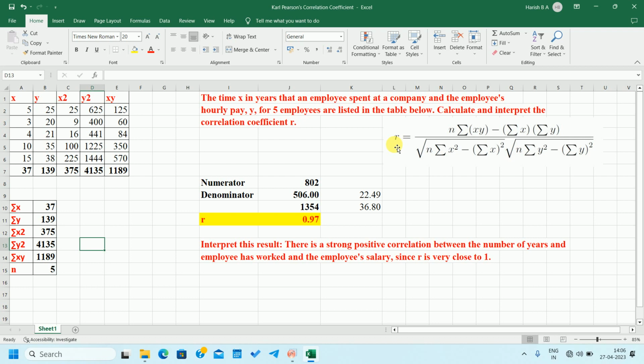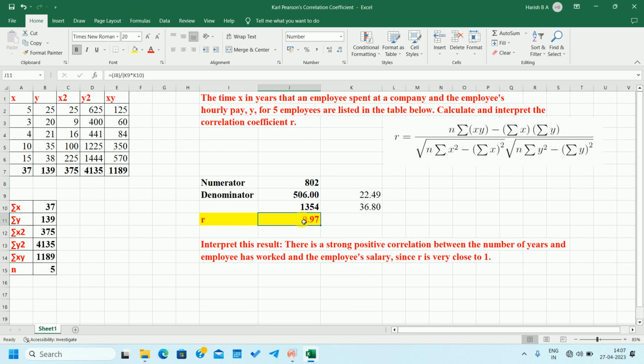So that is correlation coefficient R equals n into sigma xy minus sigma x into sigma y, divided by square root of n into sigma x square minus sigma x whole square, again square root of n into sigma y square minus sigma y whole square. So you can calculate the individual values, numerator and the denominator. So once you get the numerator and denominator, finally you will get r value as 0.97.